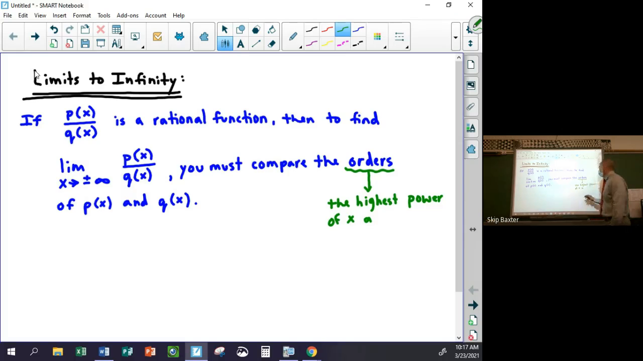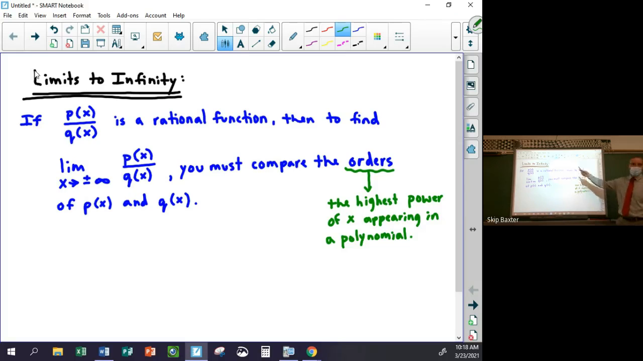So, highest power of x appearing in a polynomial. And that's what the order is.